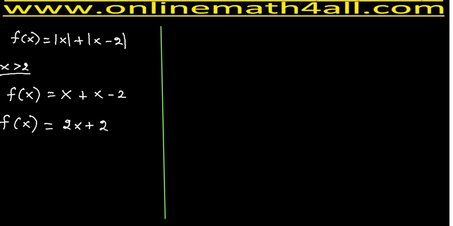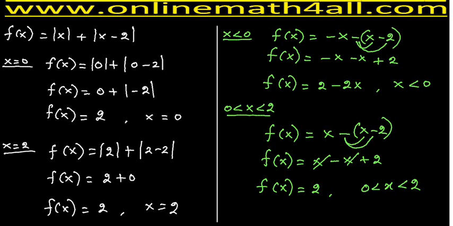Okay, I'll just go back to the previous page. So on this page we have the result for f of x for 4 conditions. In this page we have to consider an important thing. We get the result 2 for f of x for 3 conditions: x is equal to 0, x is equal to 2, and 0 less than x less than 2. So for these 3 conditions we get the same result.